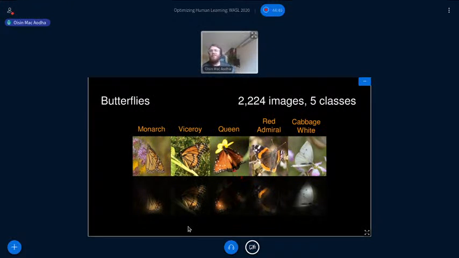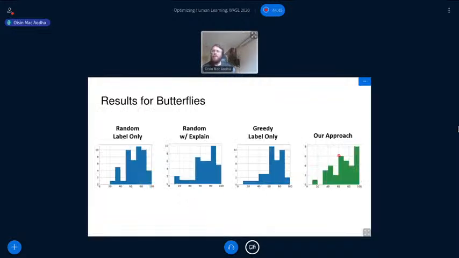Okay, and then finally the butterfly example we saw before. So 5-way classification. Here's some example heat maps. And again, we do pretty well compared to other teaching algorithms that don't take into account these kinds of explanations.